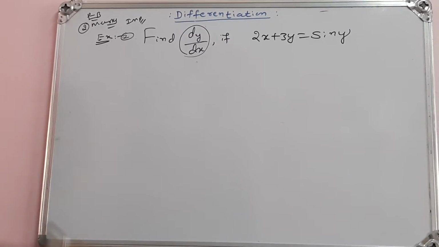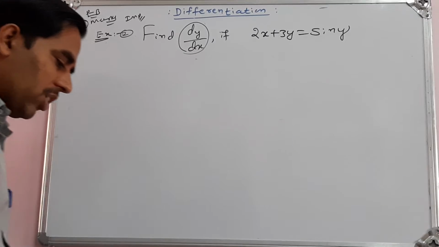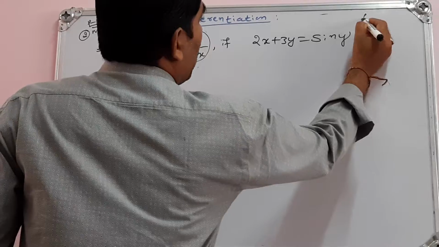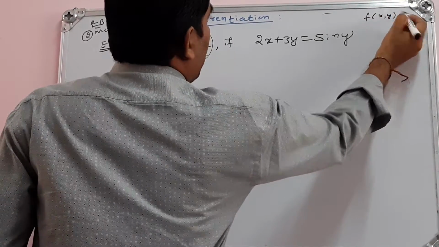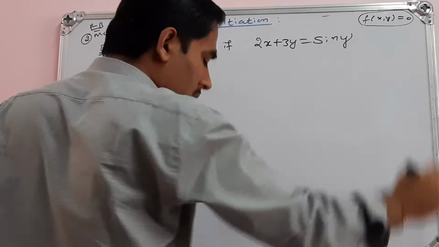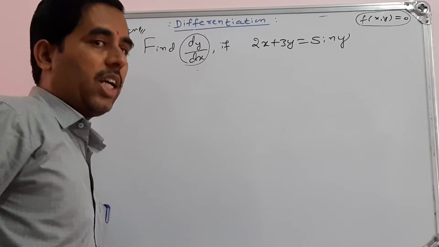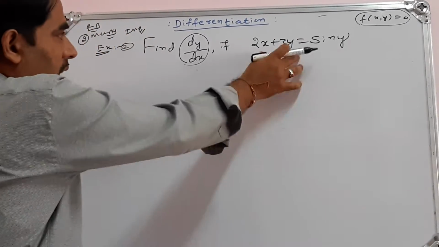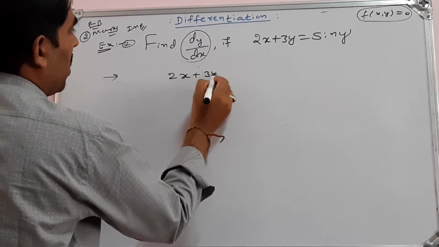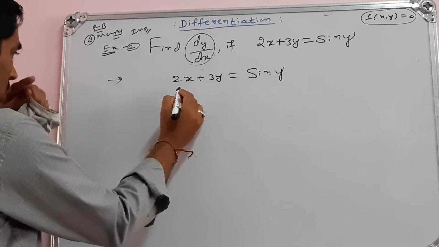See, this is the given function, which is of the form f of x, y is equal to 0. If you bring this to the left hand side, that will be 2x plus 3y minus sin y equal to 0. The given function is an implicit function, because it cannot be written exactly in the form y is equal to f of x. So let us consider 2x plus 3y is equal to sin y. Let me write this again.